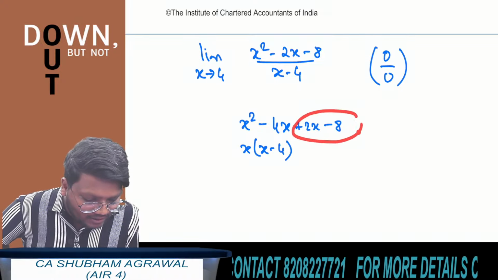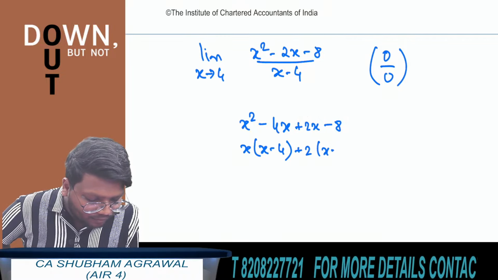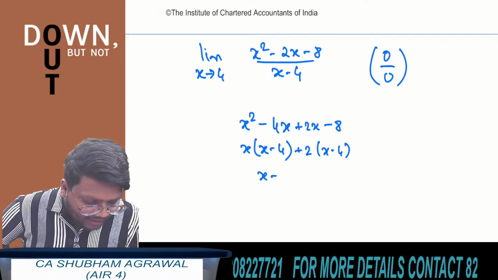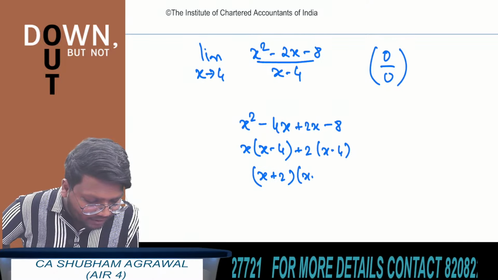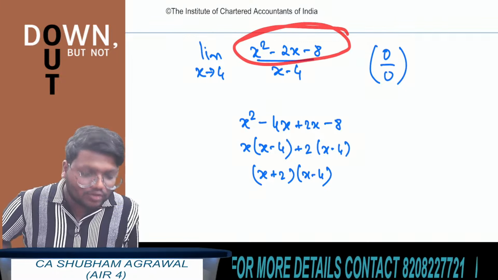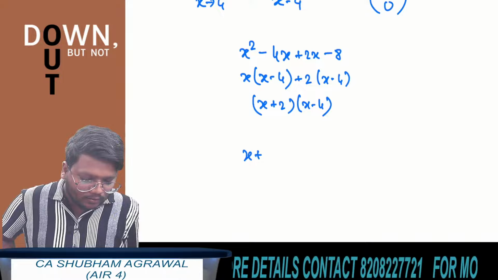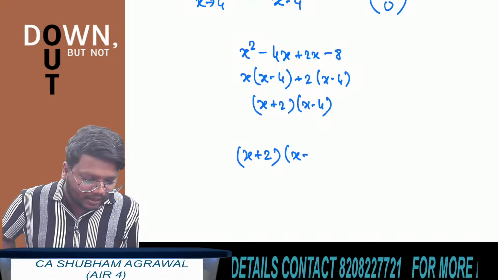Now in these last two terms you can take 2 common. So what will come in brackets? x minus 4. You can write it as x plus 2 multiplied by x minus 4. Now instead of this x square minus 2x minus 8, I am writing here x plus 2 multiplied by x minus 4.